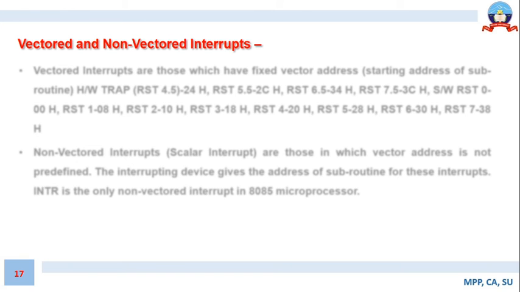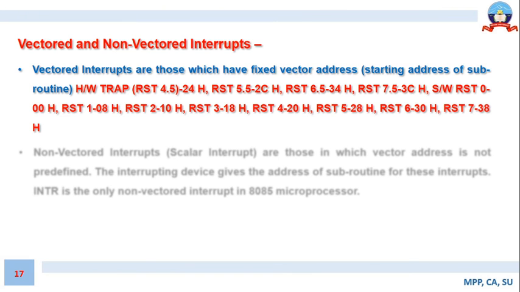are interrupts for which the processor does not know the address and the address has to be supplemented. So vectored interrupts are those with which a fixed vector address is associated, that is the starting address of the interrupt service routine. So we have TRAP, then we have RST 5.5, 6.5, 7.5, RST 0, 1, 2, 3, 4, 5, 6, 7. So these are all examples of vectored interrupts.